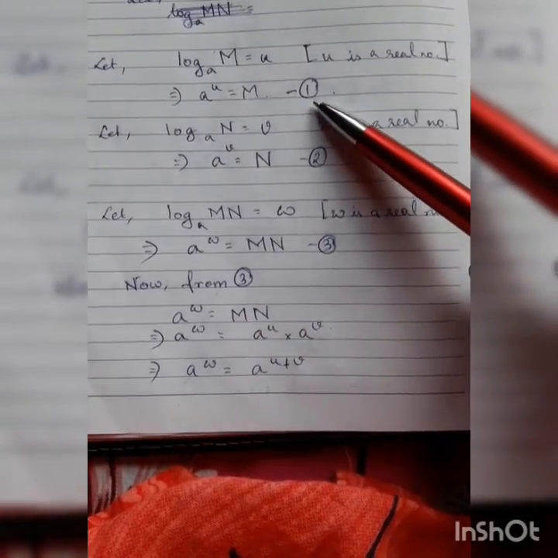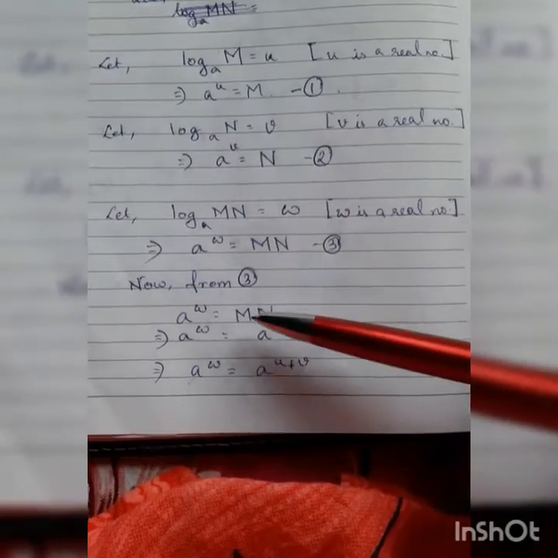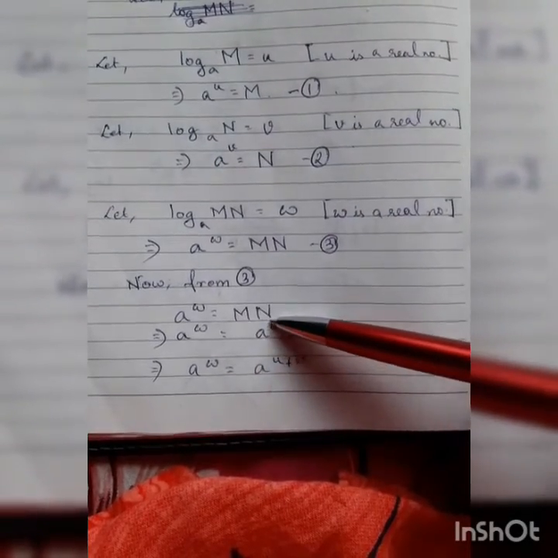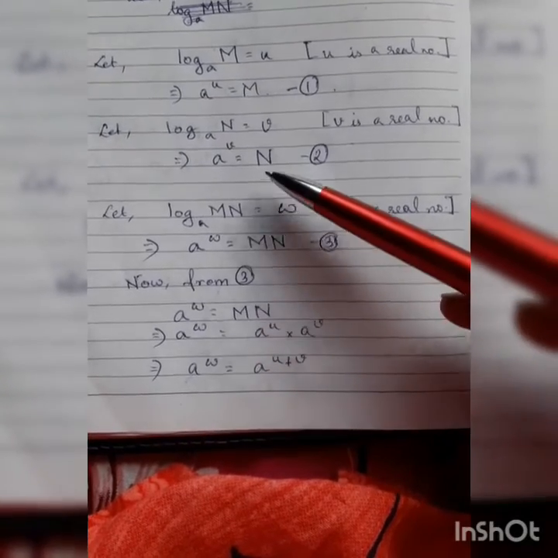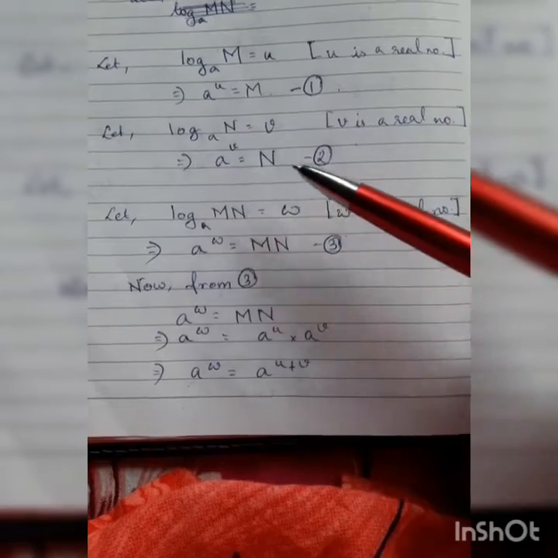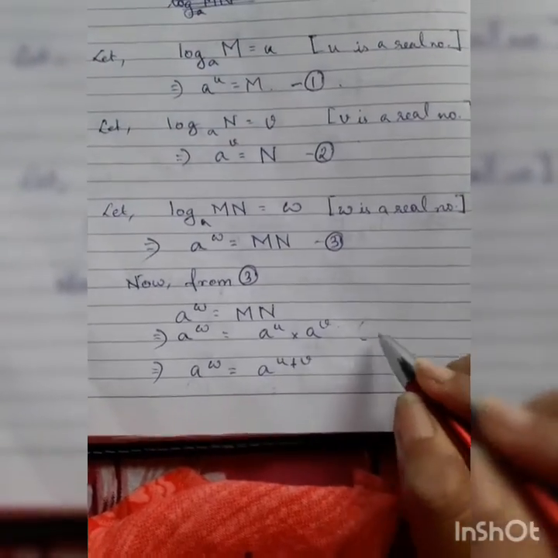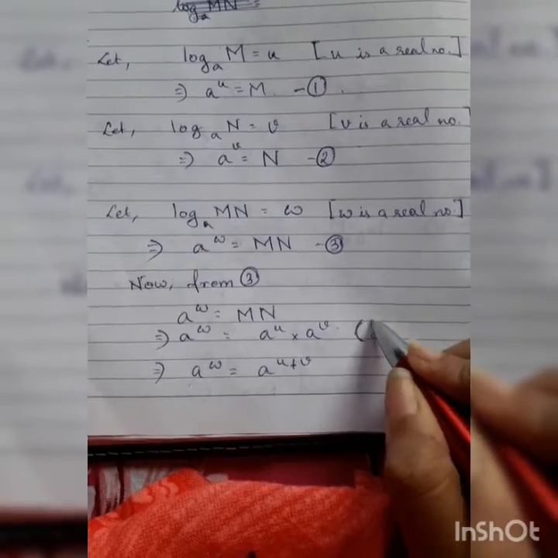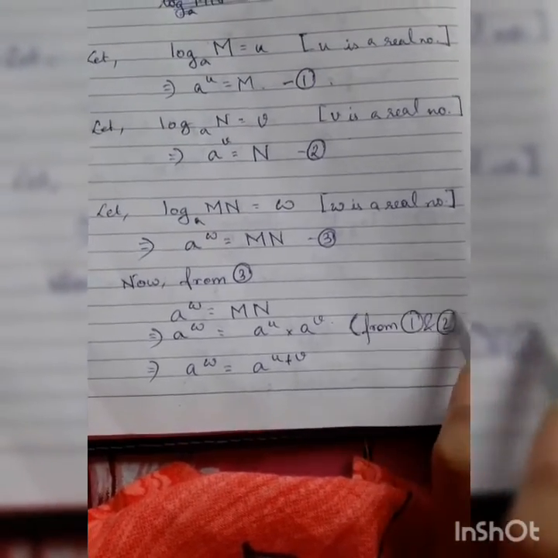From equation 1 we have m equals a to the power of u. So I am just substituting that value. And what is n? n equals a to the power of v from equation number 2. So from equations 1 and 2 we are substituting the values of m and n.